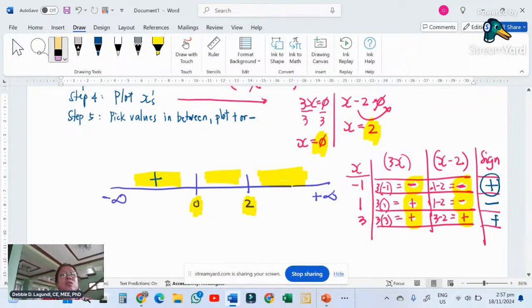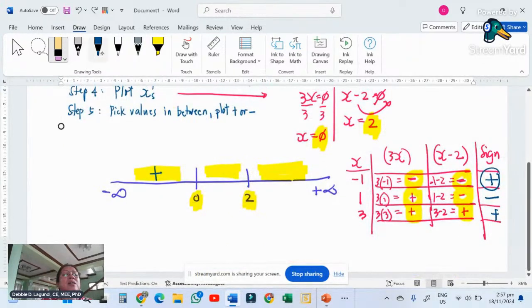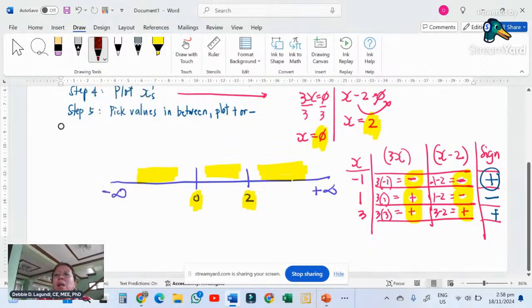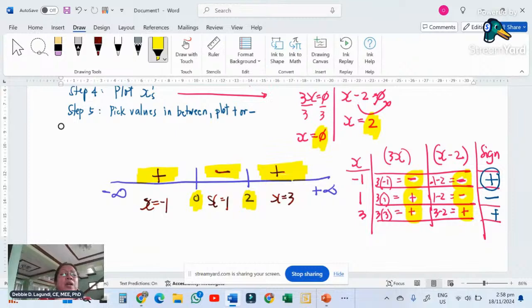Let me just change that to a different color. Okay, I'm using maroon. So from negative infinity to 0, x here is negative 1. That is our assumption, and we got a positive in here. And then 0 to 2, our x here is equal to 1. We got a negative sign. And then from 2 to infinity, our x value is 3, and we got positive, which means that when it's positive, it goes up. Here is now the curve.